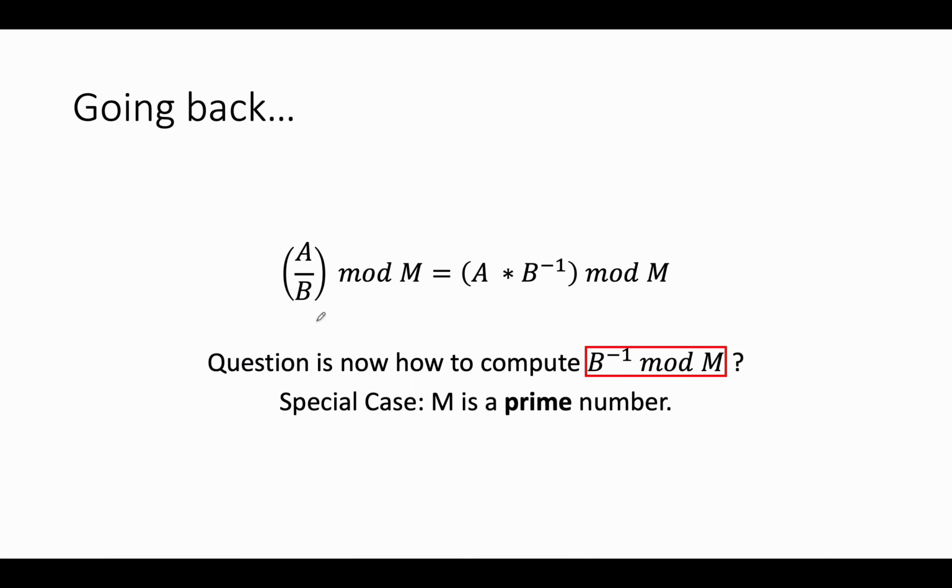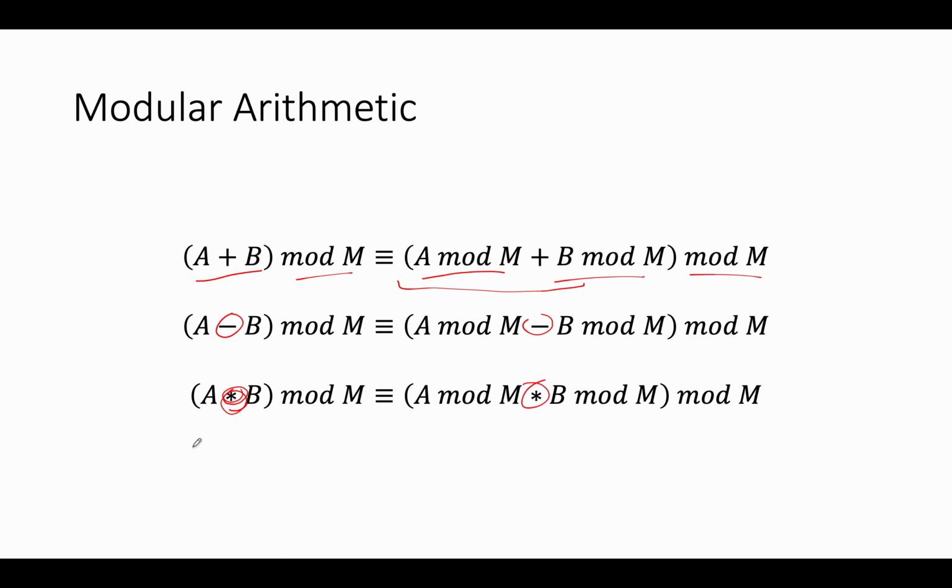So how do we actually calculate a over b mod m? Let's go back. We notice that a over b can be rewritten as a times b to the power of negative 1, because we know that 1 over x is equal to x to the power of negative 1. So we can rewrite this as a times b to the power of negative 1. And now our question pivots into how we compute b to the power of negative 1 mod m, because this here is a multiplication sign. So we can use this equation to help us calculate a over b mod m.